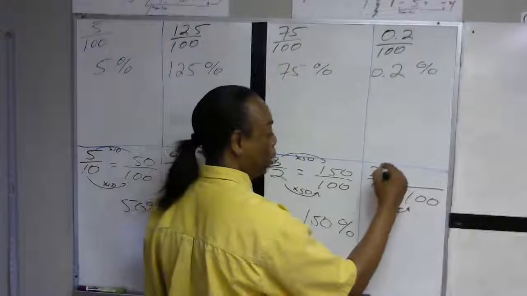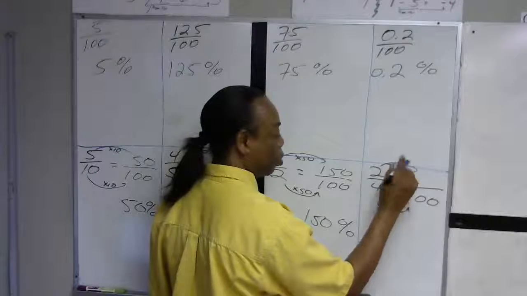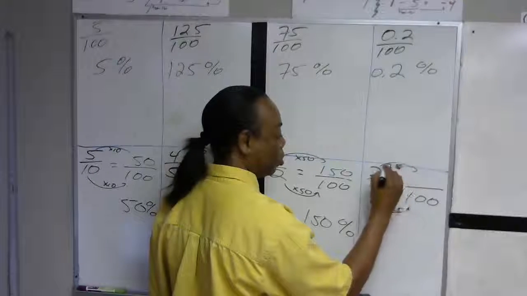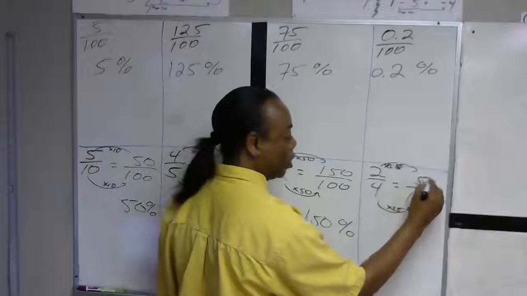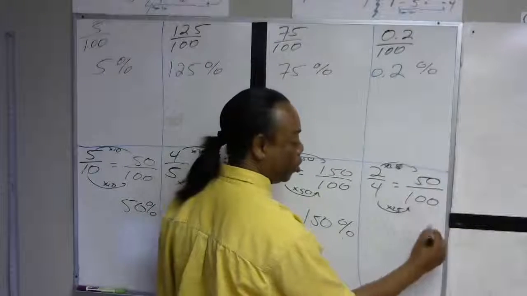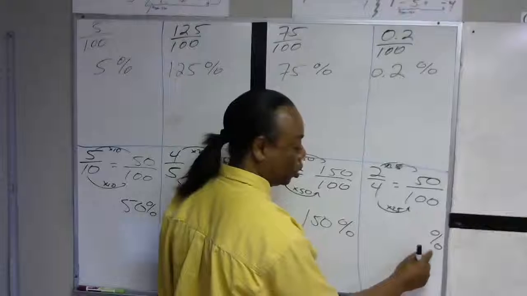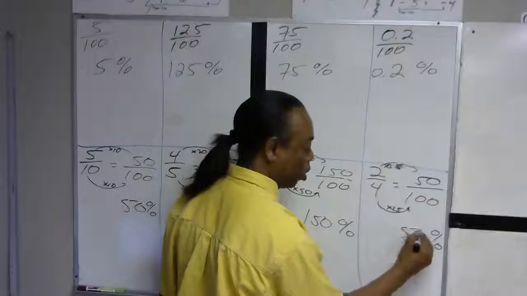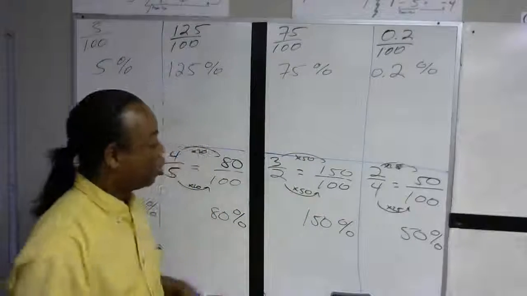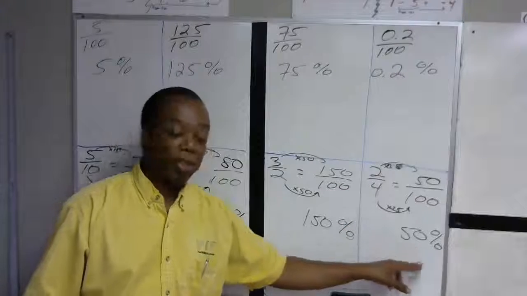So I use the multiplier in the numerator as well. Oops, backwards. So 2 times 25 is 50. The 100 gets changed into the percentage sign, and the 50 here goes in the numerator. And 2/4 is represented by 50%.